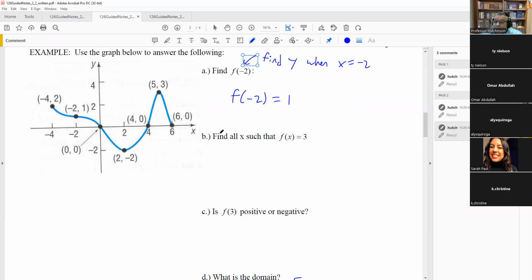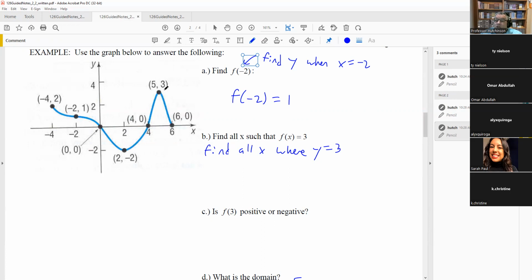Next, it says, find all the x values such that f of x equals 3. So again, this is basically saying, find any x value where the y value is 3. So again, that's the y value there. Find all x where y equals 3. That's basically what that says.